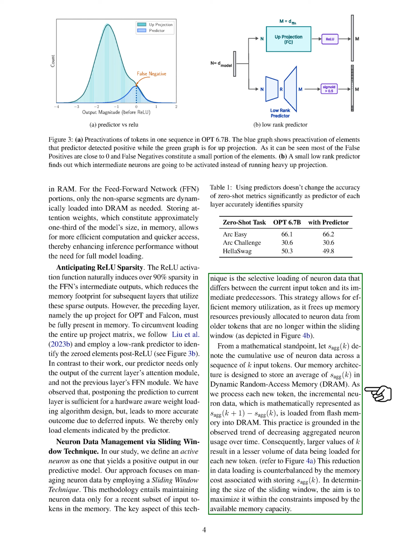From a mathematical perspective, let's denote the cumulative use of neuron data across a sequence of k input tokens as S_AGG,k. Our memory architecture is designed to store an average of S_AGG,k in dynamic random access memory, DRAM. As we process each new token, the incremental neuron data, represented as S_AGG,k+1 − S_AGG,k, is loaded from flash memory into DRAM.